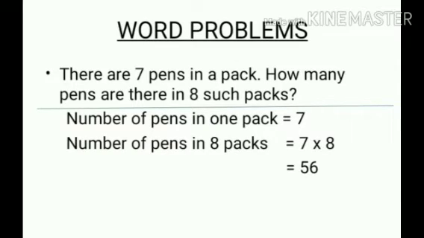So we have to write the first step as number of pens in 1 pack, that is equal to 7. So the next step is number of pens in 8 packs. That is, we have to multiply 7 by 8. 7 into 8, that is 56. 7 8s are 56. So you have to study the multiplication tables, then only you can answer this type of questions. So all of you study multiplication tables.